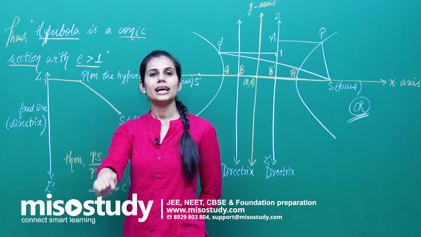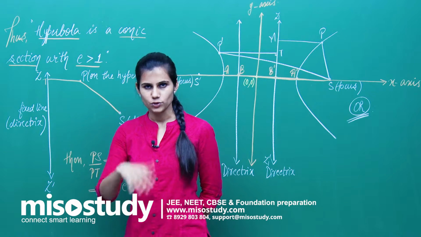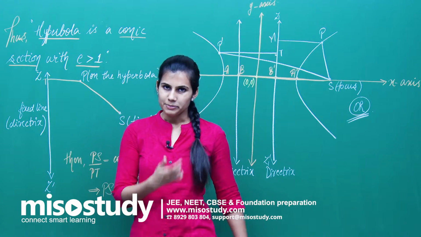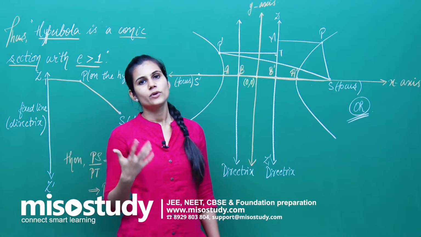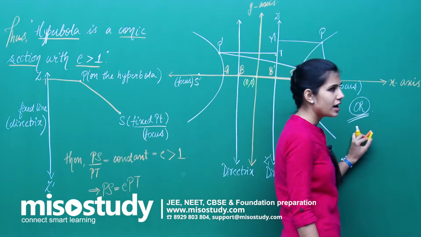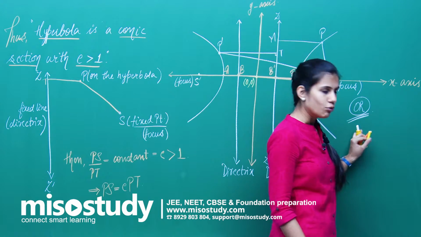And with that, we actually proved the standard equation of the ellipse, which was x square by a square plus y square by b square equals 1, where b square was related with a square and the eccentricity. Over here also, in the case of hyperbola, we have an alternative definition to the hyperbola. What is it?